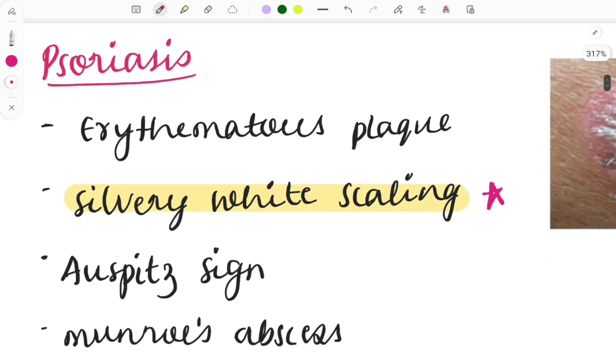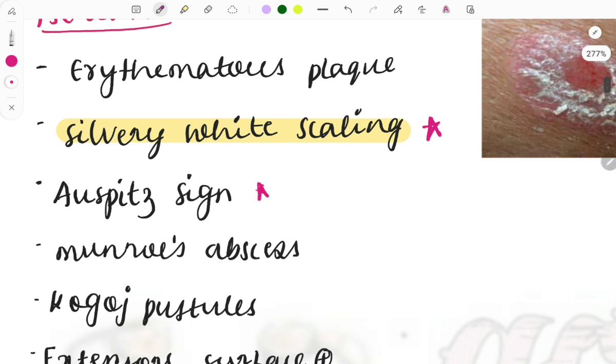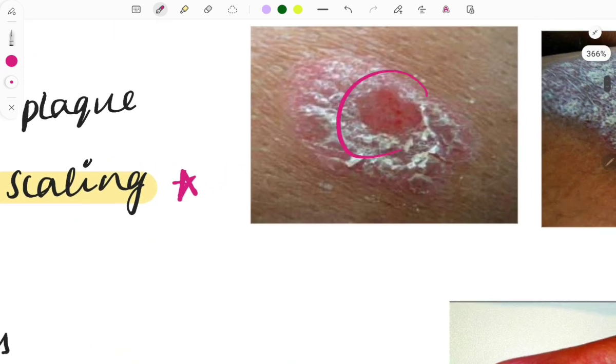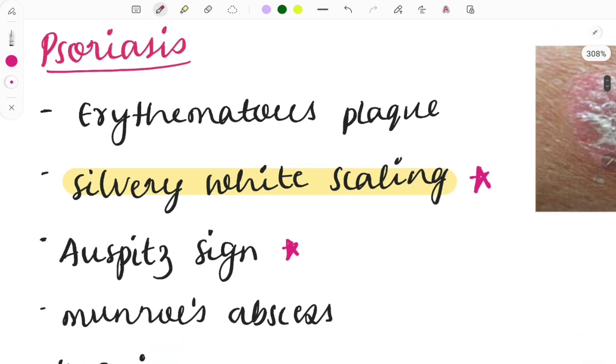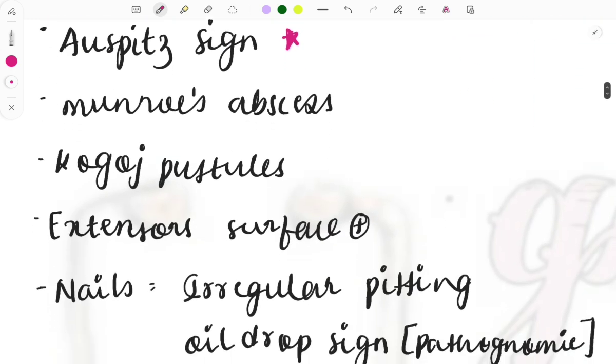Other features you can see are the erythematous plaque, then the Auspitz sign. This is also a pathognomonic feature of psoriasis. As you can see here, pinpoint bleeding is seen, and this is the Auspitz sign. So image-based questions have been asked on this Auspitz sign. They'll give this image and describe some clinical history, and ask what the diagnosis is. Okay, so it will be psoriasis. Then you can also see Munro's abscess and Kogoj pustule.